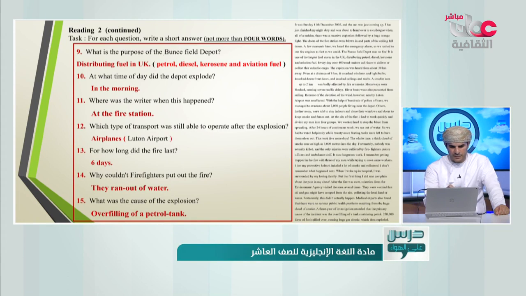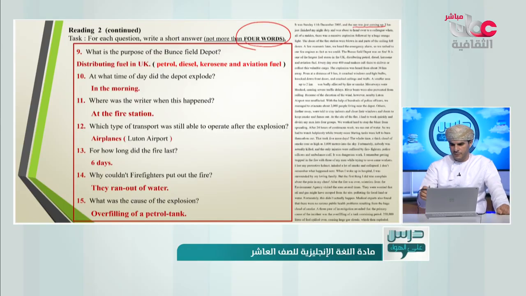What is the purpose of the Buncefield depot? Distributing fuel in the UK. Make sure that you don't write more than four words. Instead of writing distributing petrol, diesel, kerosene, and aviation fuel, you just write distributing fuel in UK, four words. At what time of day did the depot explode? In the morning, because he said the sun was just coming up, so it's just in the morning. Where was the writer when this happened? At the fire station.